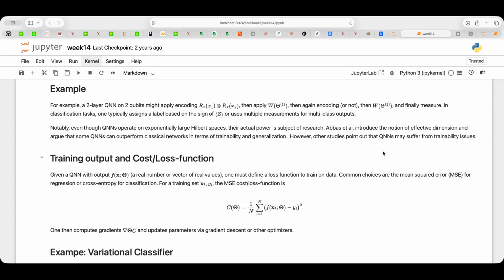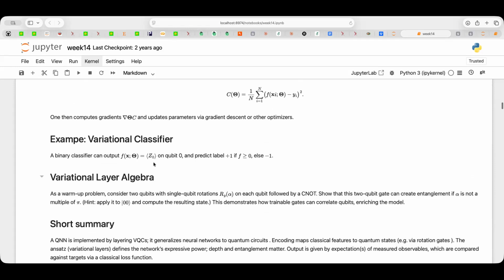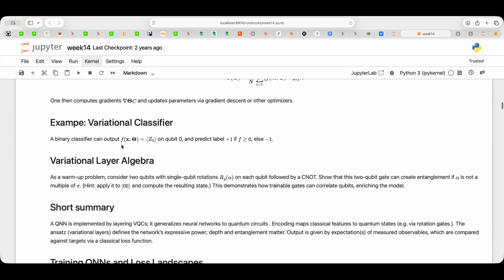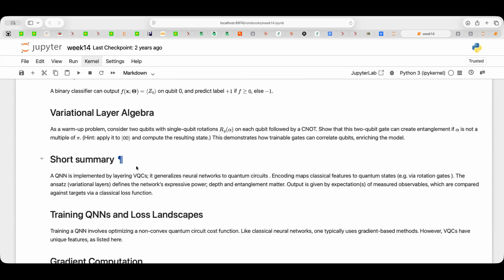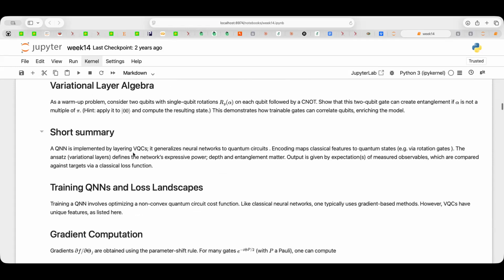The typical example which we will also deal with is something like a variational classifier, a binary classifier that can output the Z0 on qubit 0 and predicts label +1 if this function f is larger than 0, and else -1. That's a typical example. So the QNN is implemented by layering this variational quantum circuit. It generalizes neural networks to quantum circuits, and then encoding maps classical features to quantum states via rotation gates, and the ansatz, the variational layers, defines the network's expressive power.